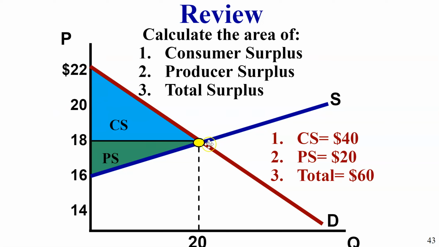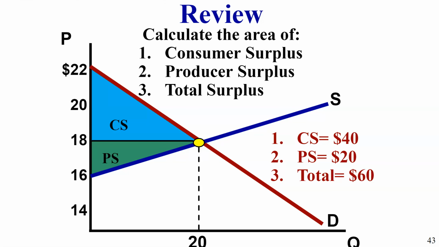Take half of that, which would be 40. $40 would be your consumer surplus. Again, for producer surplus, we're going to take 1/2 base times height, which is 18 minus 16, which is 2, times 20, which is 40. Take half of that, which is 20, because it's a triangle, $20. And then we add them both up to get $60 for our total surplus. And I hope that makes sense.